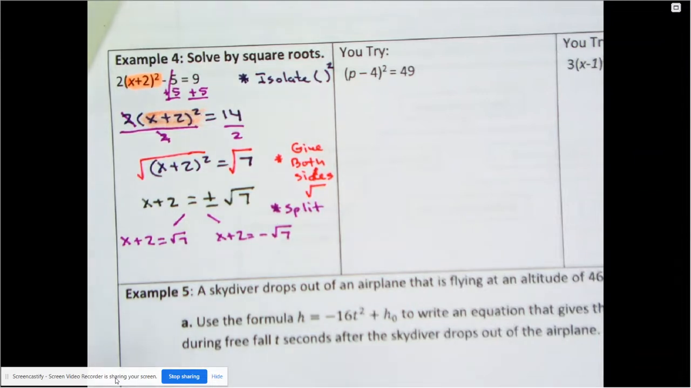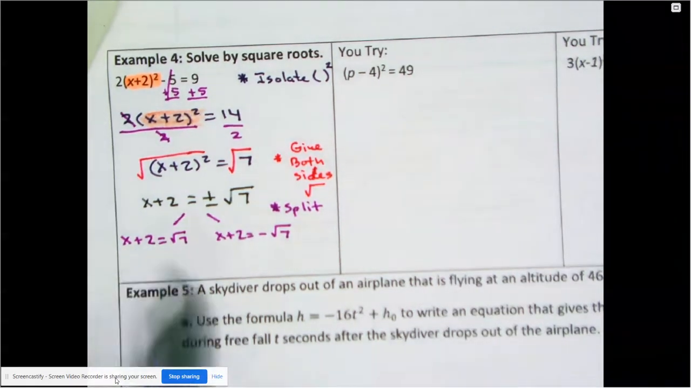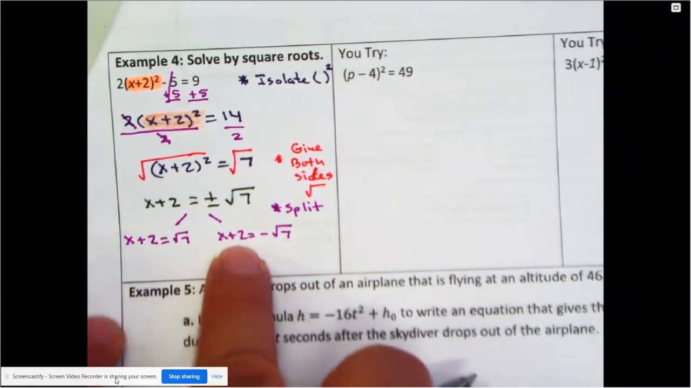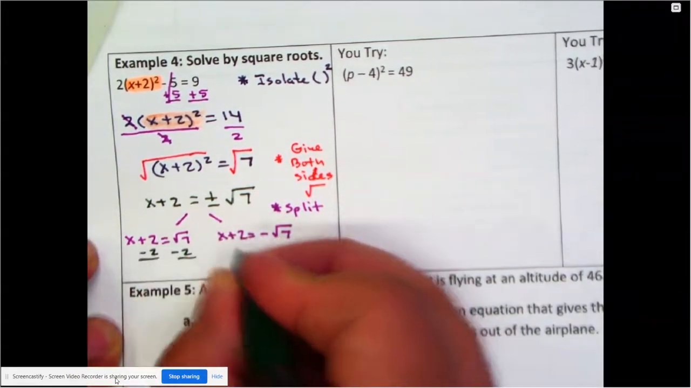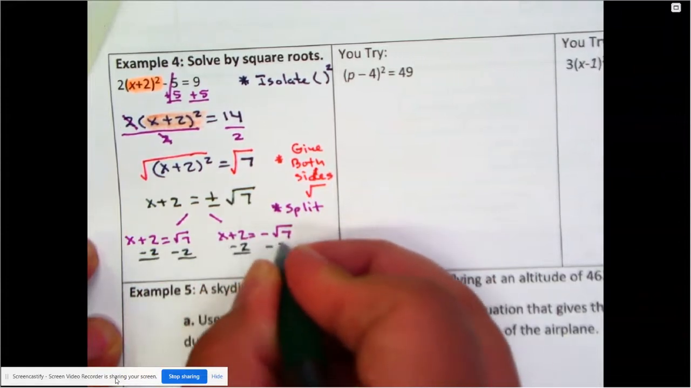And if it looks weird, I understand that. That's fine. You have to remember your ultimate goal is to get this x all by itself, which we finally can with one more step here. Look at that. Let's take away a 2. So we're going to subtract the 2 from both sides.